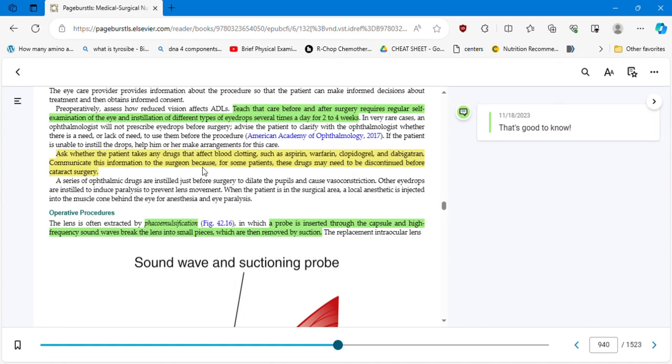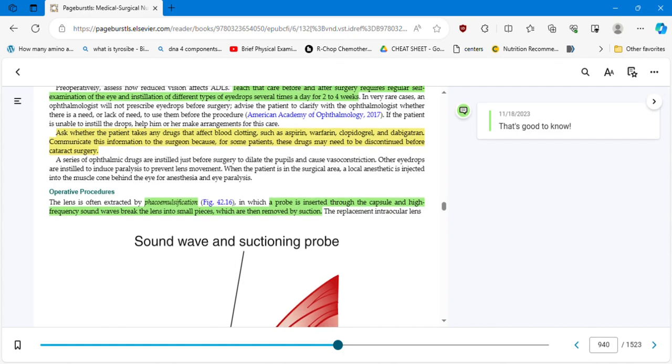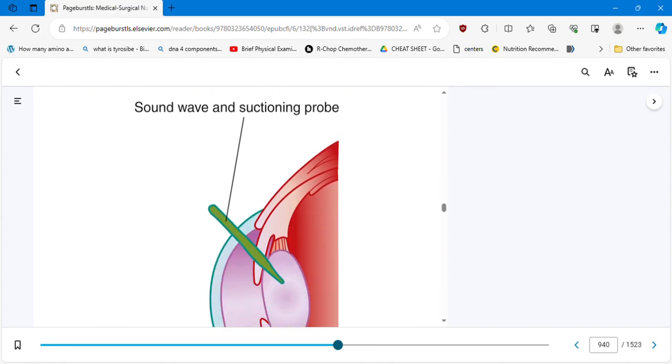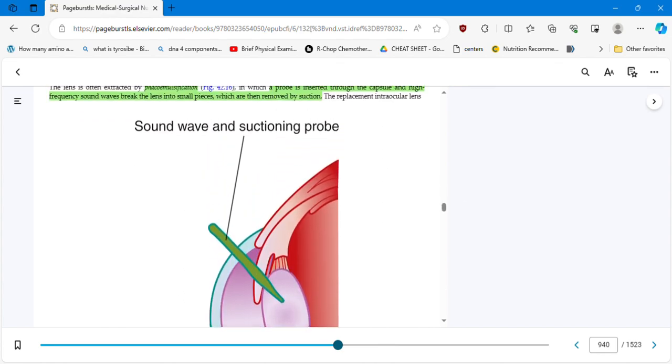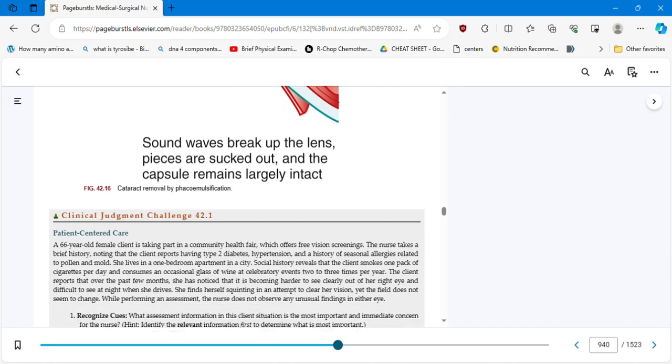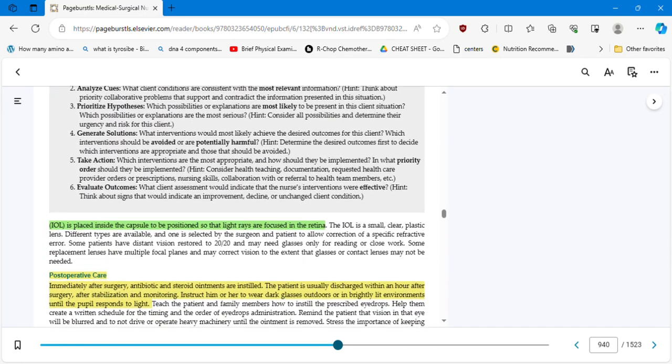Communicate the information to the surgeon because for some patients, these drugs may need to be discontinued before the cataract surgery. Okay, so operative procedures. The lens is often extracted by phacoemulsification. A probe is inserted through the capsule in high frequency. Sound waves break the lens into small pieces, which are then removed by suction. So here you have the picture of how the suctioning probe is inserted and the particles are being removed later.